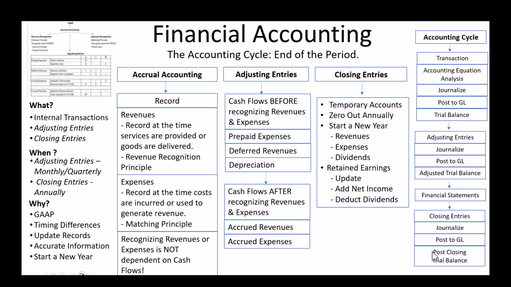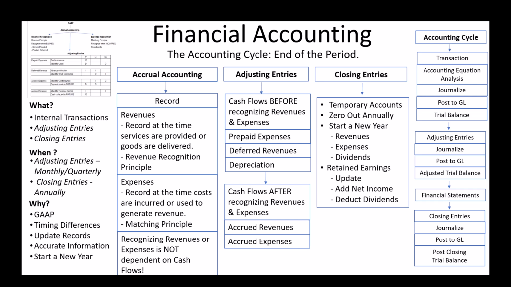Now that the closing entries have been journalized and posted to the general ledger, we need to make certain that debits equal credits. To do so, we prepare a post-closing trial balance. The post-closing trial balance is prepared after the closing entries have been posted to the general ledger. The post-closing trial balance will include only accounts with balances in it. That means on a post-closing trial balance, you'll only have assets, liabilities, and owner's equity accounts. These accounts are referred to as permanent accounts.